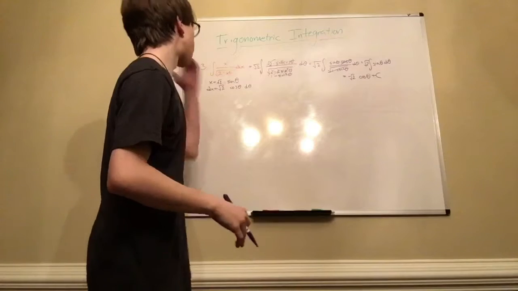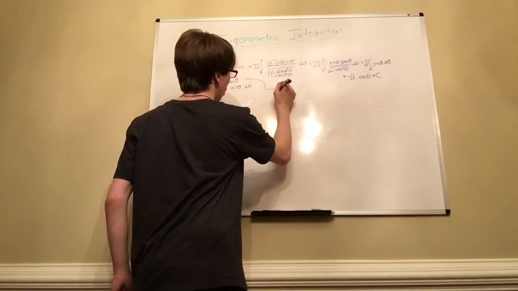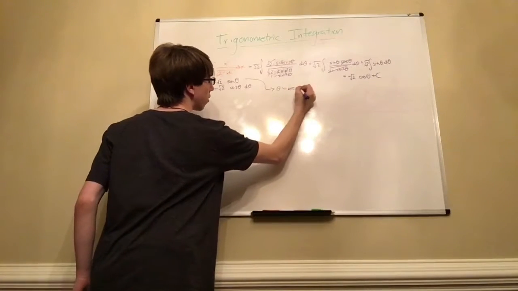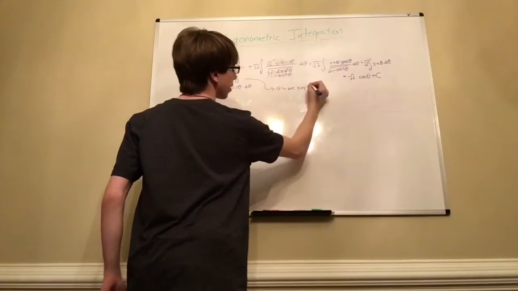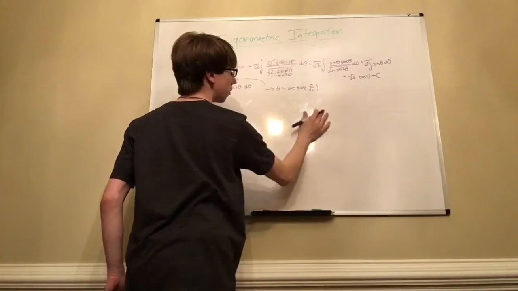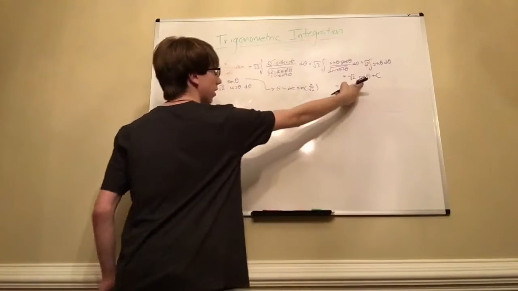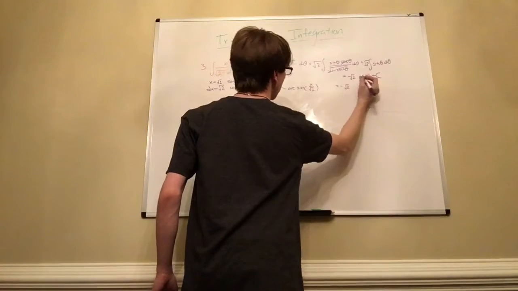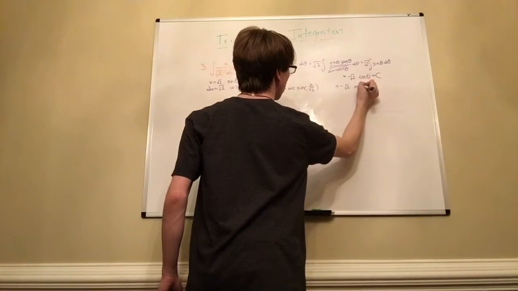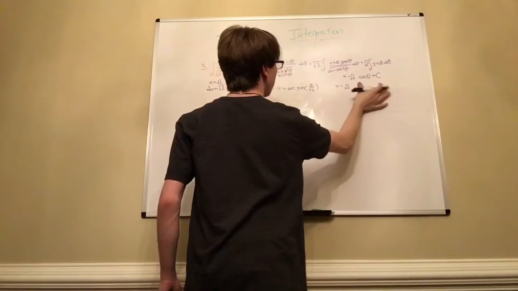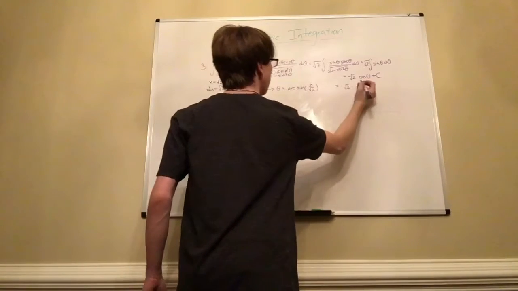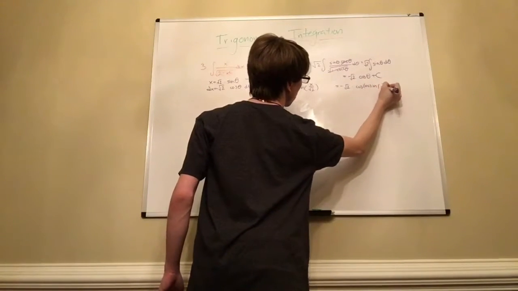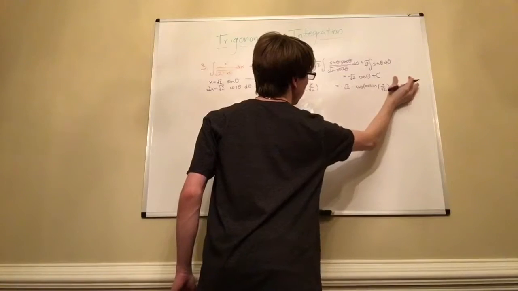And so now, all I have to do is just find theta. Divide both sides by the square root of 2, take the arc sine, so theta is equal to arc sine of x over the square root of 2. So that means that this integral is equal to negative square root of 2 times cosine of arc sine of x over the square root of 2, plus c.